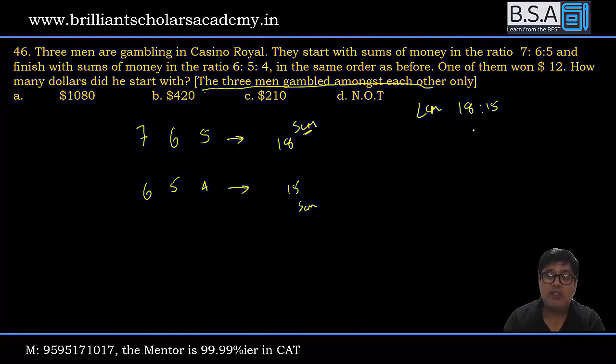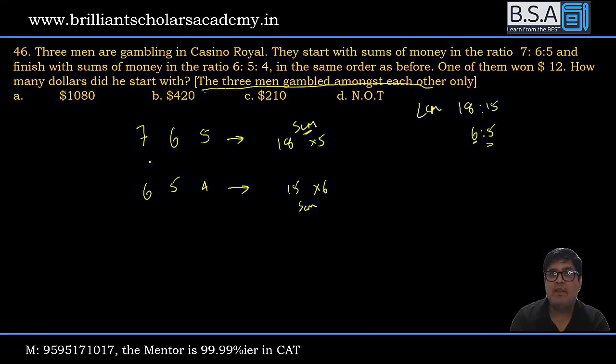The ratio is 6 upon 5. So you take this 6, you multiply it here. You take this 5, you multiply it here. So what happens when you multiply 5? 35, 30, 25. When you multiply 6, 36. This is 30 and this is 24.